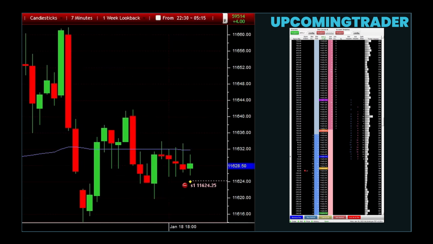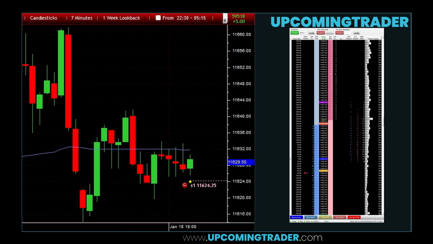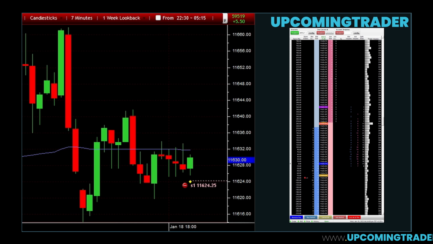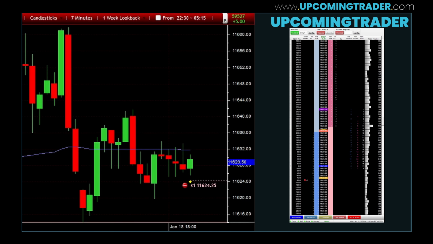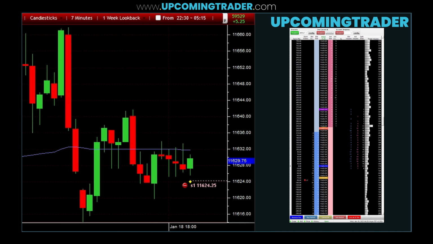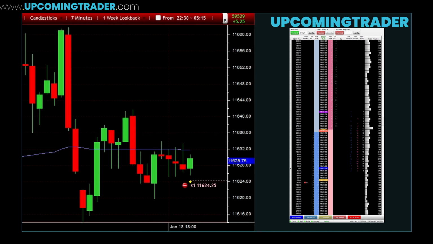Let us take a closer look at the main parts of the volume profile. This is important, so follow along. First, there is something called the point of control. This is just a fancy way of saying the price level where the most trading happened. Imagine this as the most popular price, where the most buyers and sellers agreed to do business.